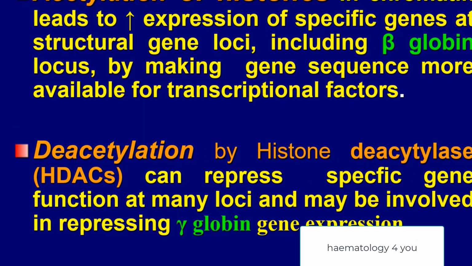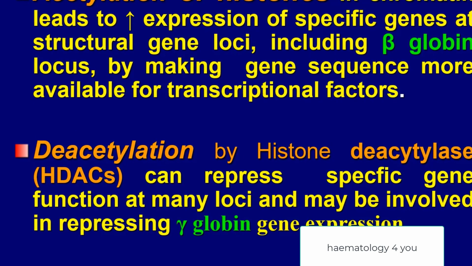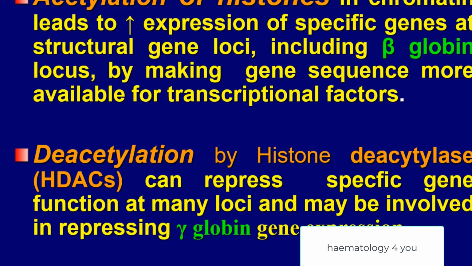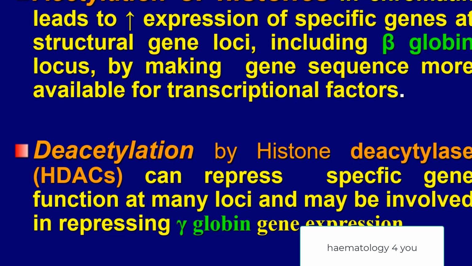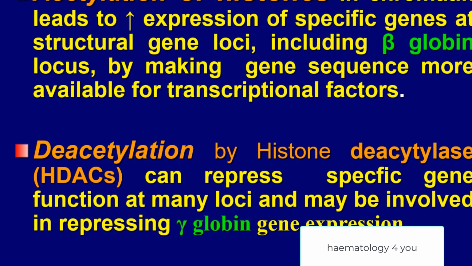Chromatin remodeling. Acetylation of histone in chromatin leads to expression of specific genes at structural gene loci, including the beta globin locus, by making gene sequence more available for transcription factors. Deacetylation by histone deacetylase can repress specific gene function at many loci and may be involved in preventing gamma globin gene expression.